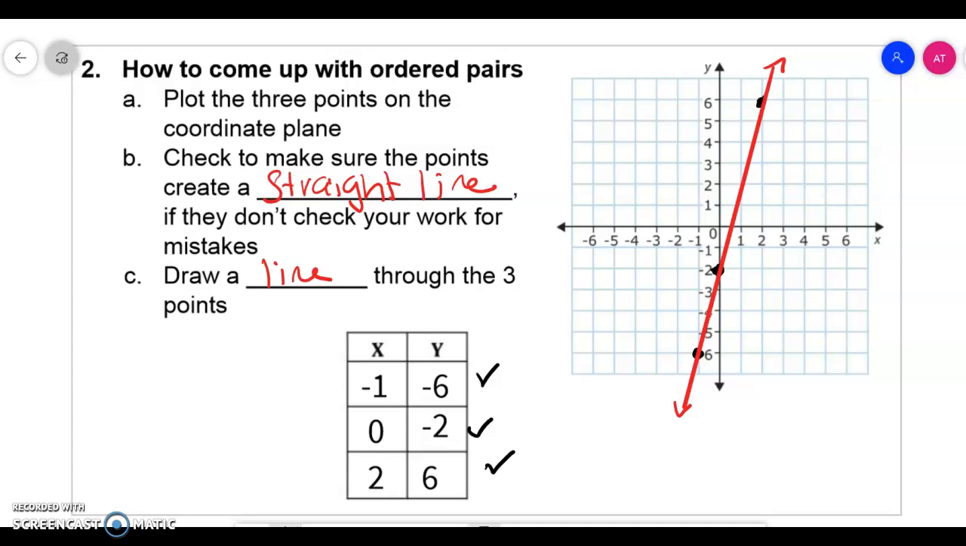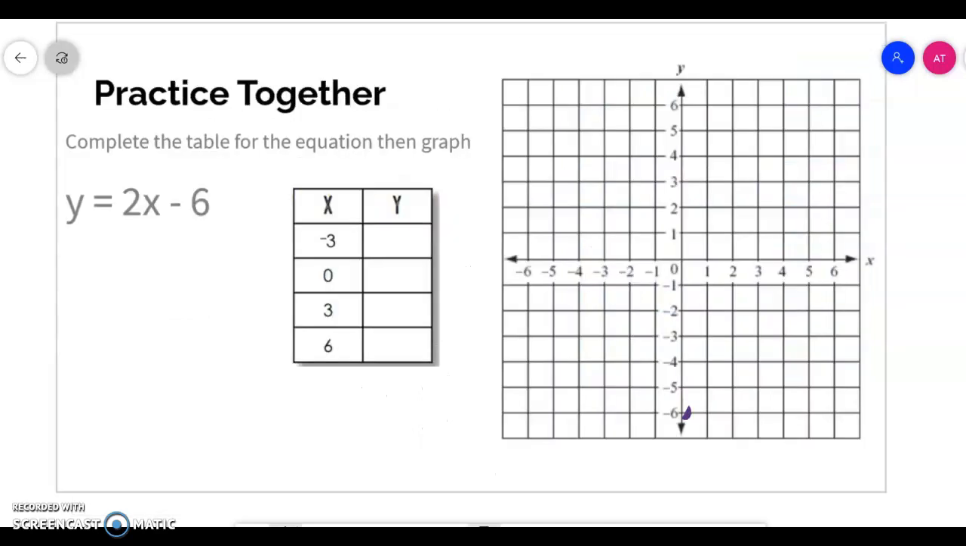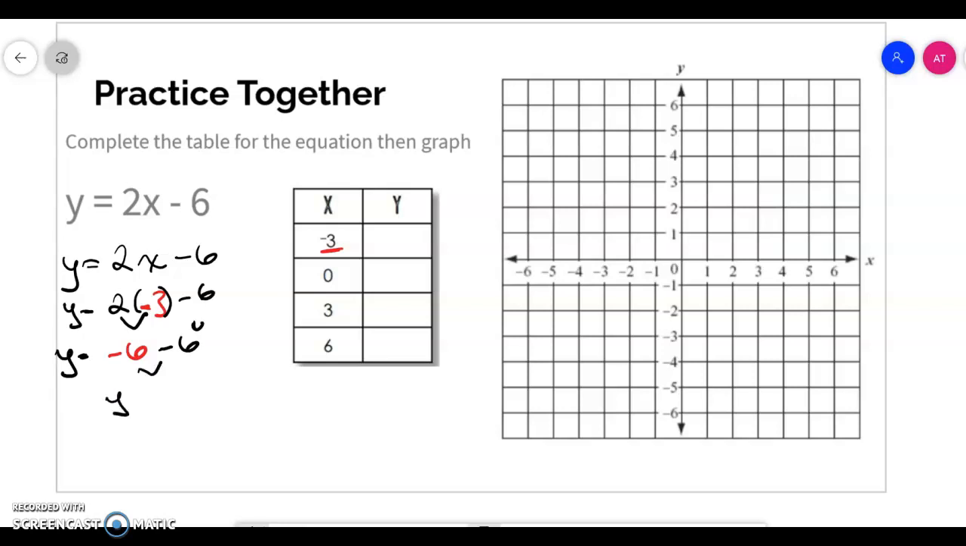So now let's practice some examples. So we're going to practice this one together. They actually gave us our x's, and we just need to solve for y's. So let's plug in all of our x's. The first one is going to be -3. So 2 times a -3 is going to give me what? -6. Minus a 6 is going to be what? -12. So my first point is -3, -12.